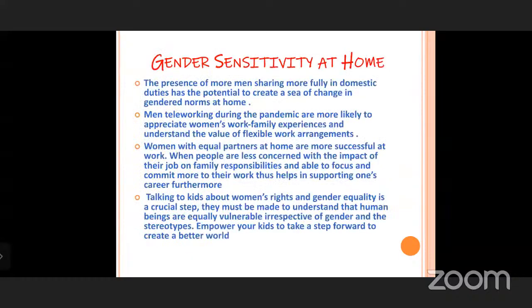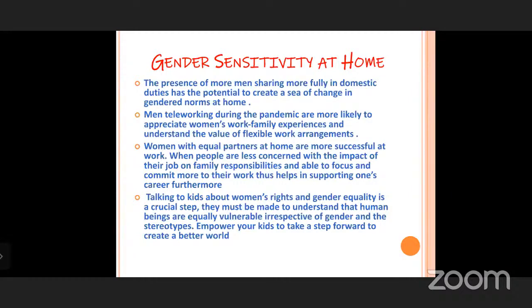Now, this slide shows where gender sensitivity is lacking at home. Whenever girls and boys are given work, mostly the girls are given the work of domestic chores like cooking and cleaning. Boys are not given the household chores. This segregation of household labor tells children that they are expected to take on different roles based on their gender. This gender discrimination at home has a different effect on children's mindset, which makes them unaware about gender sensitivity at home.